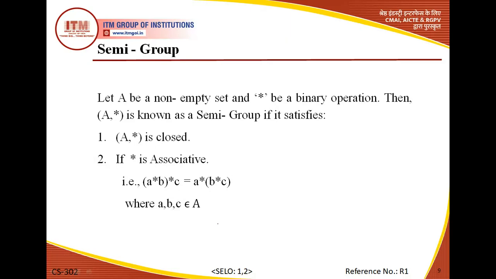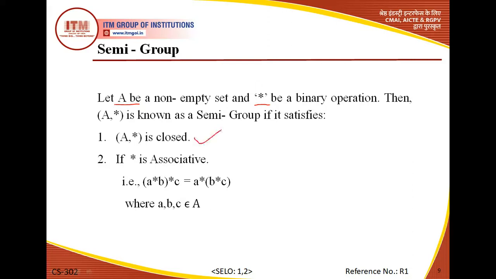Okay. Now, after groupoid, let's see what a semigroup is. So, if A is a non-empty set, we have a non-empty set, just as that of a groupoid. Then we have a binary operation also. Then A star is known as the semigroup if it satisfies two properties.